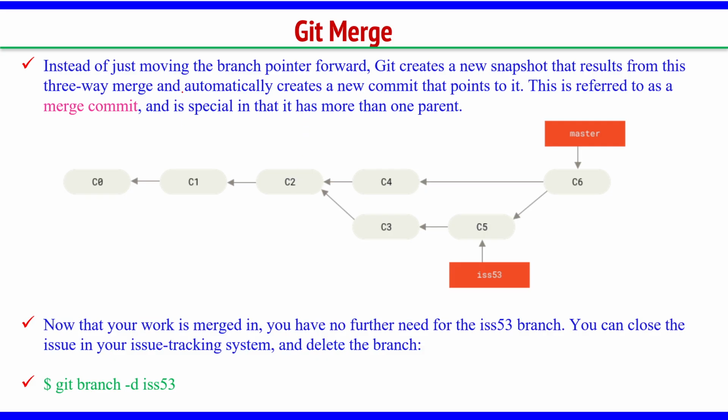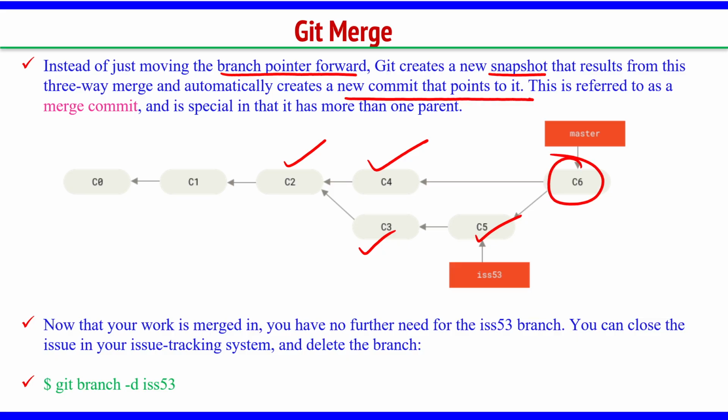Instead of just moving the branch pointer forward, Git creates a new snapshot that results from this three-way merge and automatically creates a new commit that points to it, right. See here, C2 is there, C4 is there, C3, C5 is also there. What you are doing? You are creating a new commit C6. This is called merge commit, right. It is special that it has more than one parent.